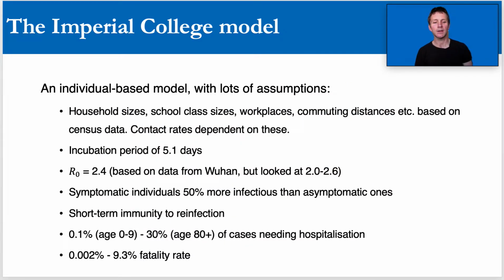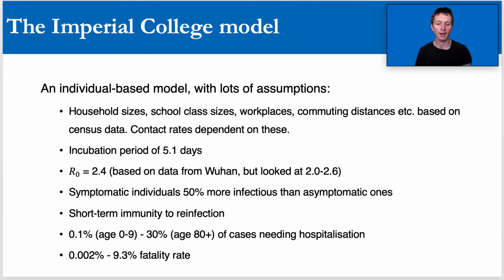Key point is that it's an individual-based model, which now we know what that is. It simulates individuals, and being an individual-based model, it of course has a lot of assumptions. That's not necessarily a bad thing, but we need to understand what those assumptions are. So this model was originally built to simulate influenza dynamics, and it takes individuals and simulates transmission among individuals.